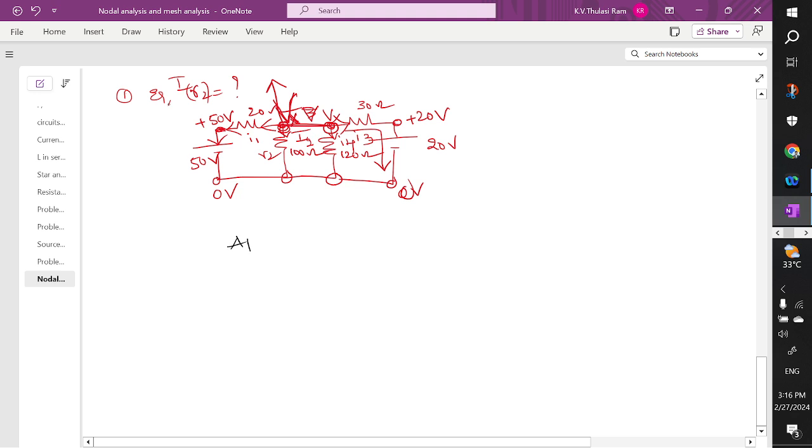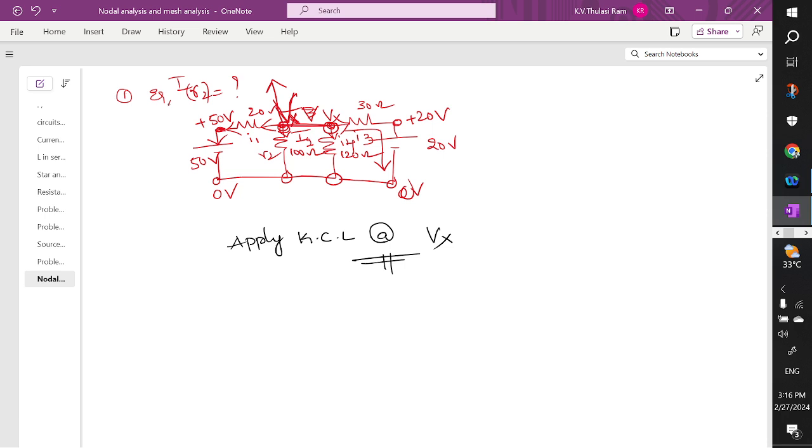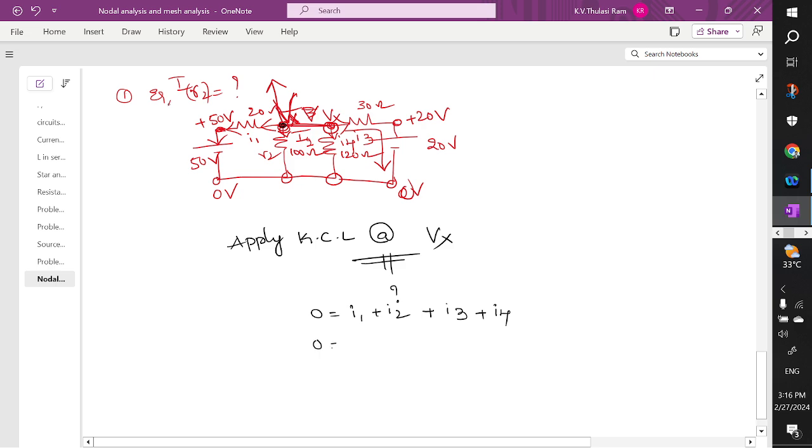So apply Kirchhoff's current law at node Vx. At this node you have to apply. At this node, how many currents are entering? Is there any entering current? No. How many currents are leaving? I1 is one leaving current, and I2 is another leaving current. This is what we need to find out. And next, I3 is another leaving current. Next, I4 is another leaving current. So I can write down 0 is equal to.